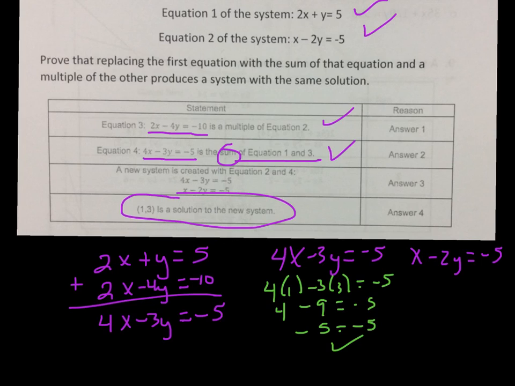Now, in order for it to be a solution, they both have to check out. So I'm going to go ahead and plug in 1 minus 2 times 3 equals negative 5. So 1 minus 6 equals negative 5. And sure enough, negative 5 equals negative 5. That also checks out, so we can safely say that 1, 3 is a solution to the new system.